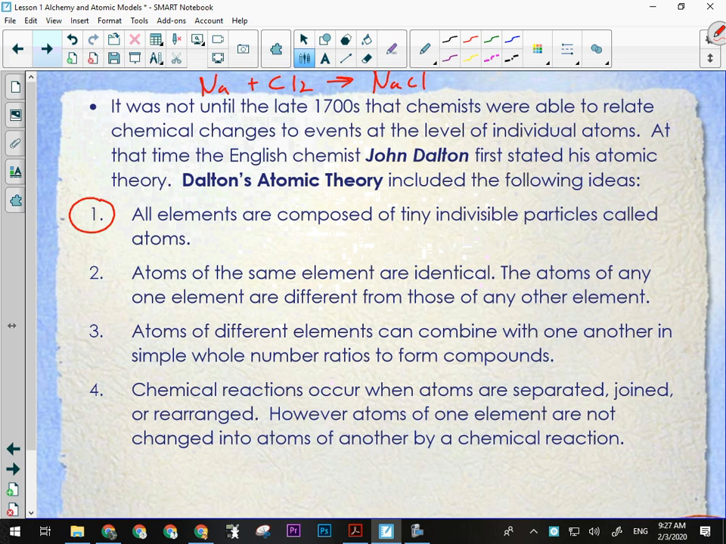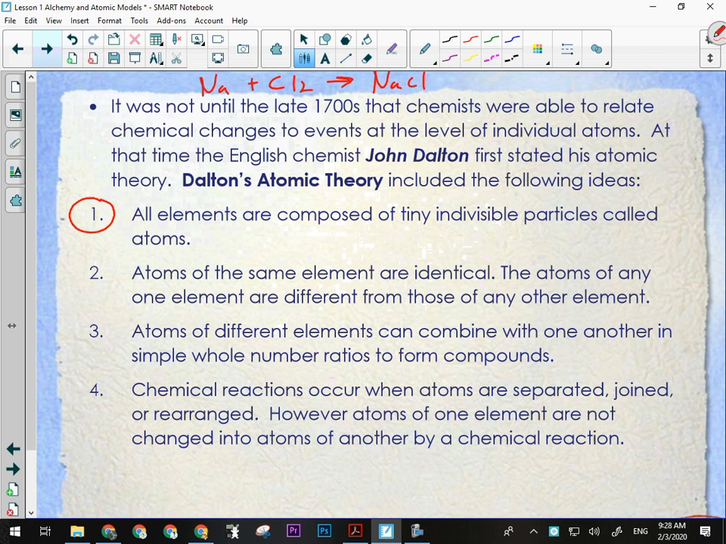His second point was that atoms of the same element are identical. Atoms of one element are different from those of any other element. So if you look at that periodic table I gave you just a few minutes ago, we can see that if we're looking at, let's say, nitrogen and oxygen, they're both gases, but nitrogen has 7 protons, where oxygen has 8 protons. That's what makes them different. The number of protons in the nucleus of any atom is what makes an element different from another.